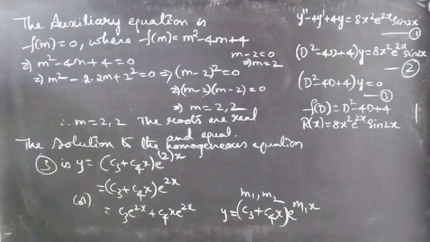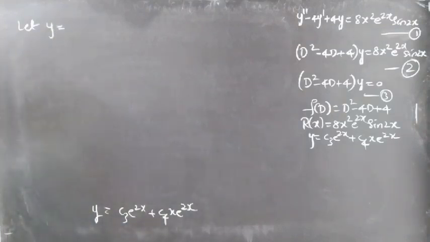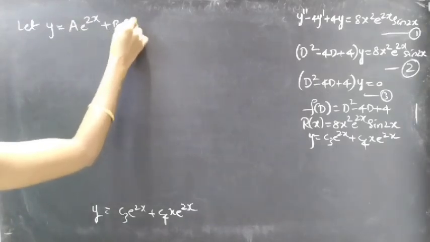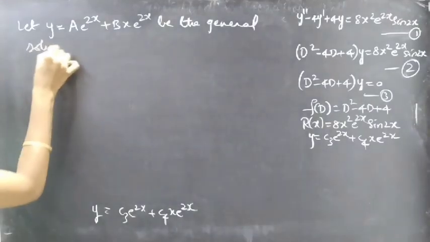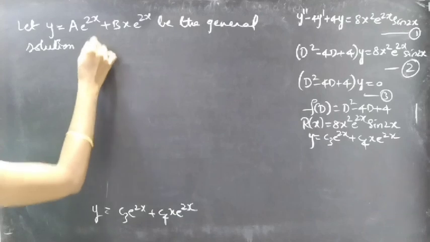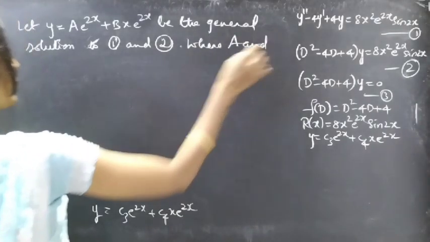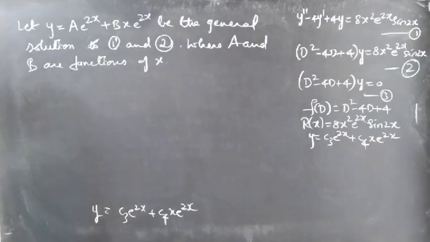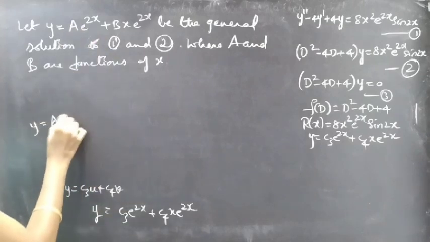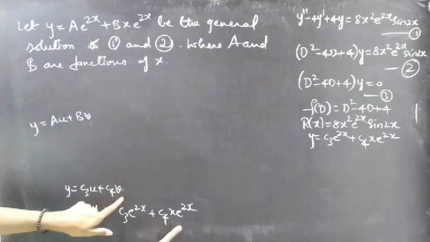Now just replace the constants or parameters with functions of x, say a and b. We get y = a e^(2x) + b x e^(2x) as the general solution to our problem, that is equations 1 and 2, where a and b are functions of x. Now you can compare this solution with y = c3 u + c4 v, that is, with a u + b v. We get u and v, where u is e^(2x) and v is x e^(2x). See, u is e^(2x), v is x e^(2x).